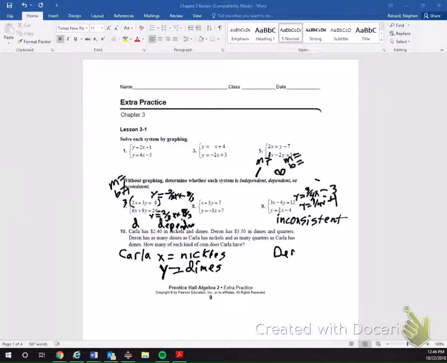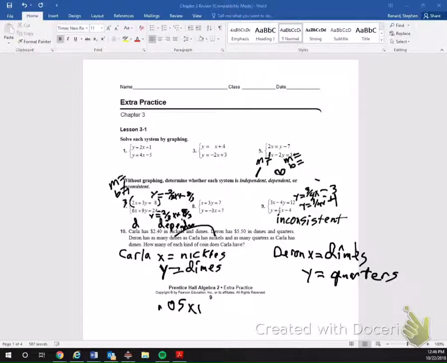And then Darren has $5.50 in dimes and quarters. But here's the thing. We have this note. Darren has as many dimes as Carla has nickels. So those amounts have to be the same. So if x equals nickels, then for Darren, x equals dimes. And if y equals dimes for Carla, then for Darren, y equals quarters.